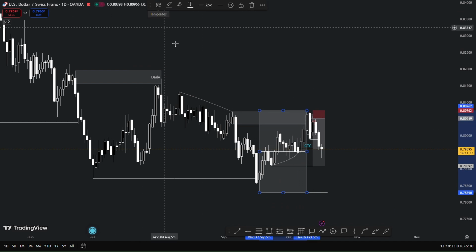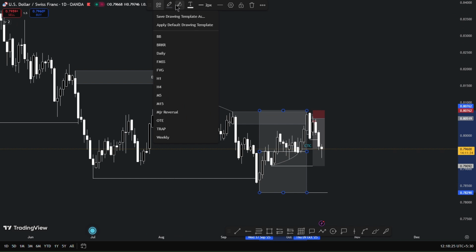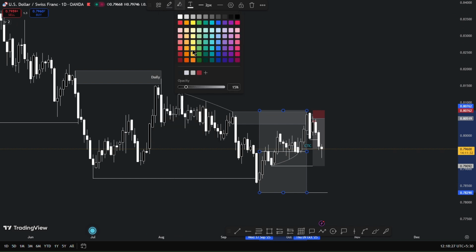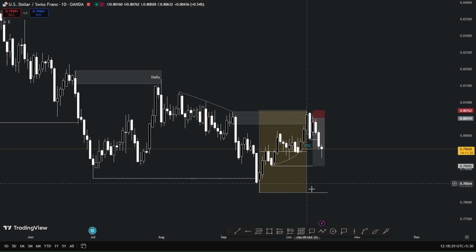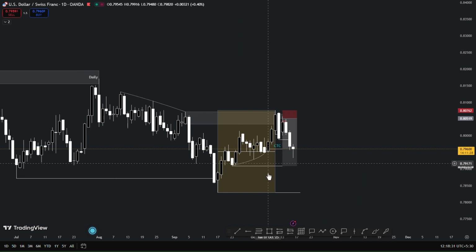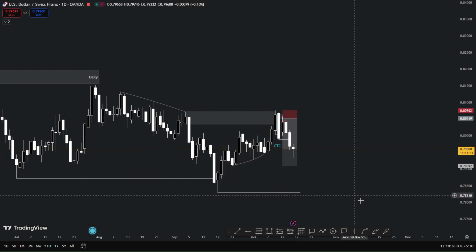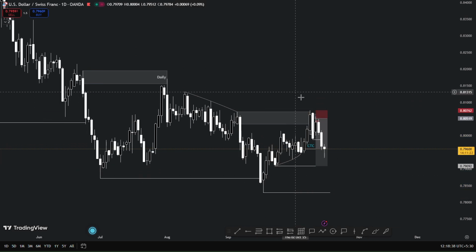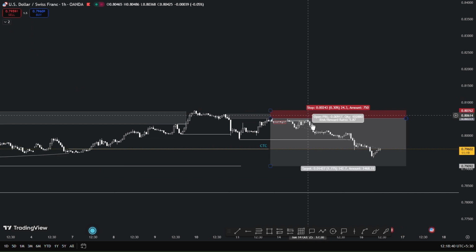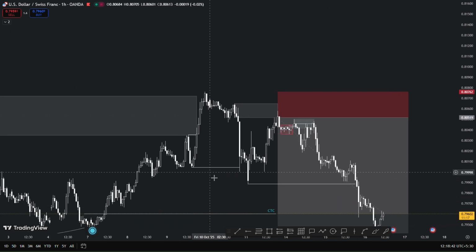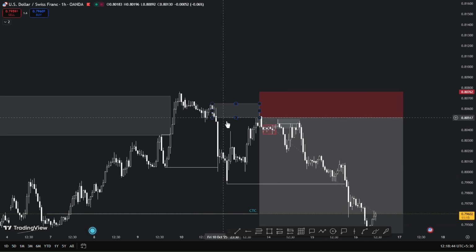Let's mark it with yellow. So this was in the pullback phase. Right now the market is again in the impulse phase. After tapping the daily supply, I waited for the H1 market structure shift here. Then I entered the short position from here.